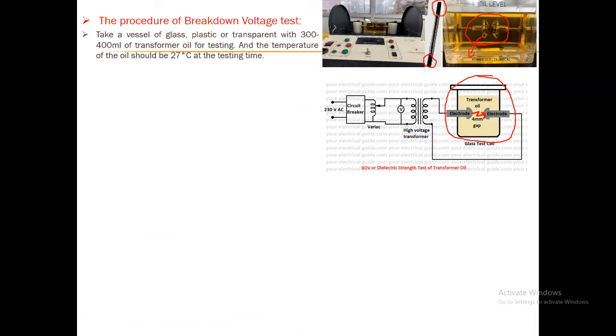Okay, so as you can see, if you are considering the entire test setup, then it includes a vessel of glass, plastic or transparent material with 300 to 400 milliliter of transformer oil or any liquid dielectric for testing purpose. This test cell will allow you to fill up the liquid up to 300 to 400 ml, and the temperature of the oil should be 27 degrees Celsius at the testing time. So we are normally considering the room environment.